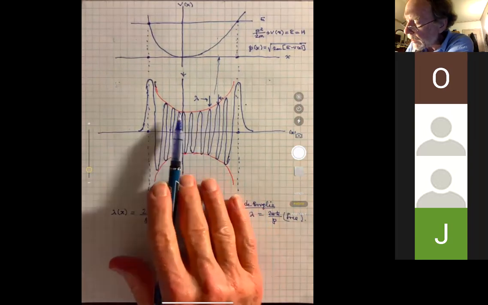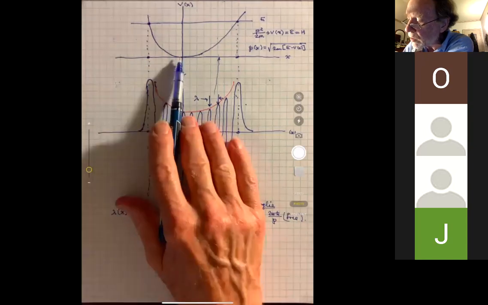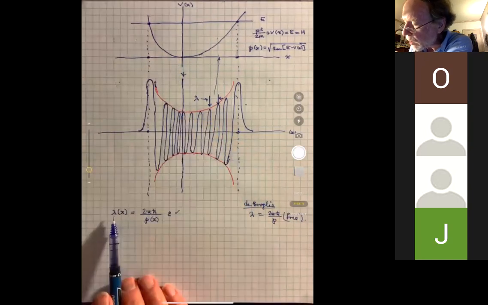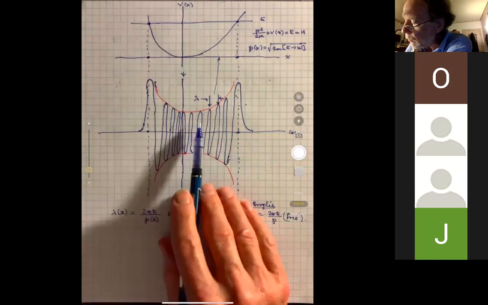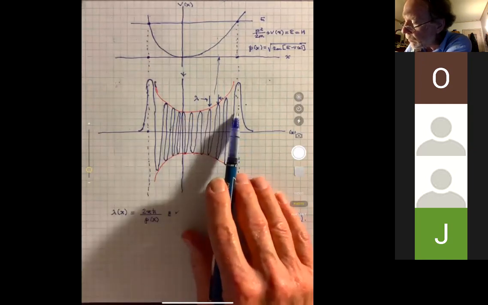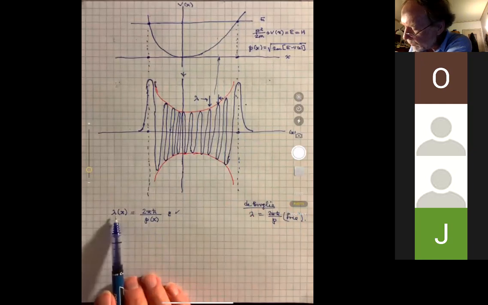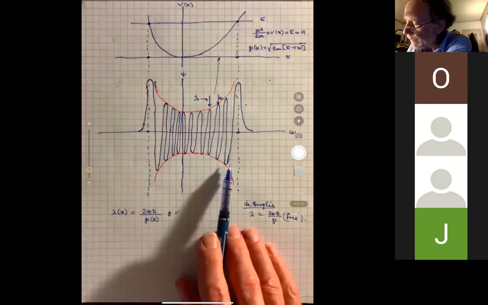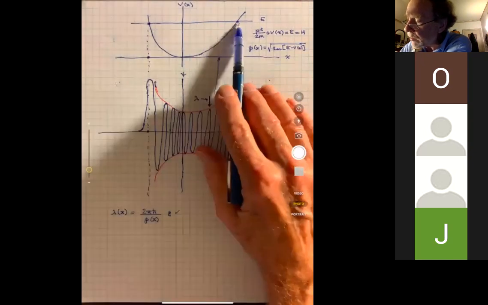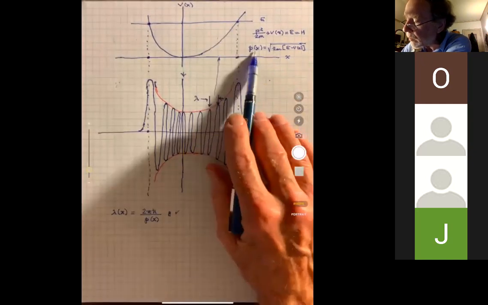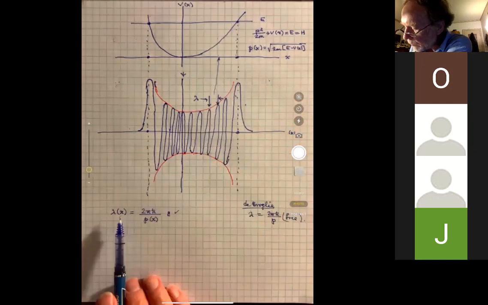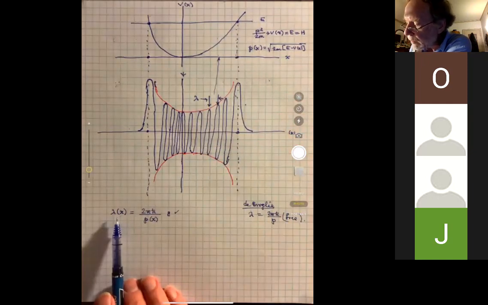It gets closer together near the bottom of the well because the momentum is larger, and therefore the de Broglie wavelength is smaller. And the wavelength gets larger as you move towards the turning points because the momentum is going to zero, and so lambda, the de Broglie wavelength, gets larger. In fact, notice that exactly at the turning point where the momentum goes to zero, the nominal de Broglie wavelength goes to infinity.